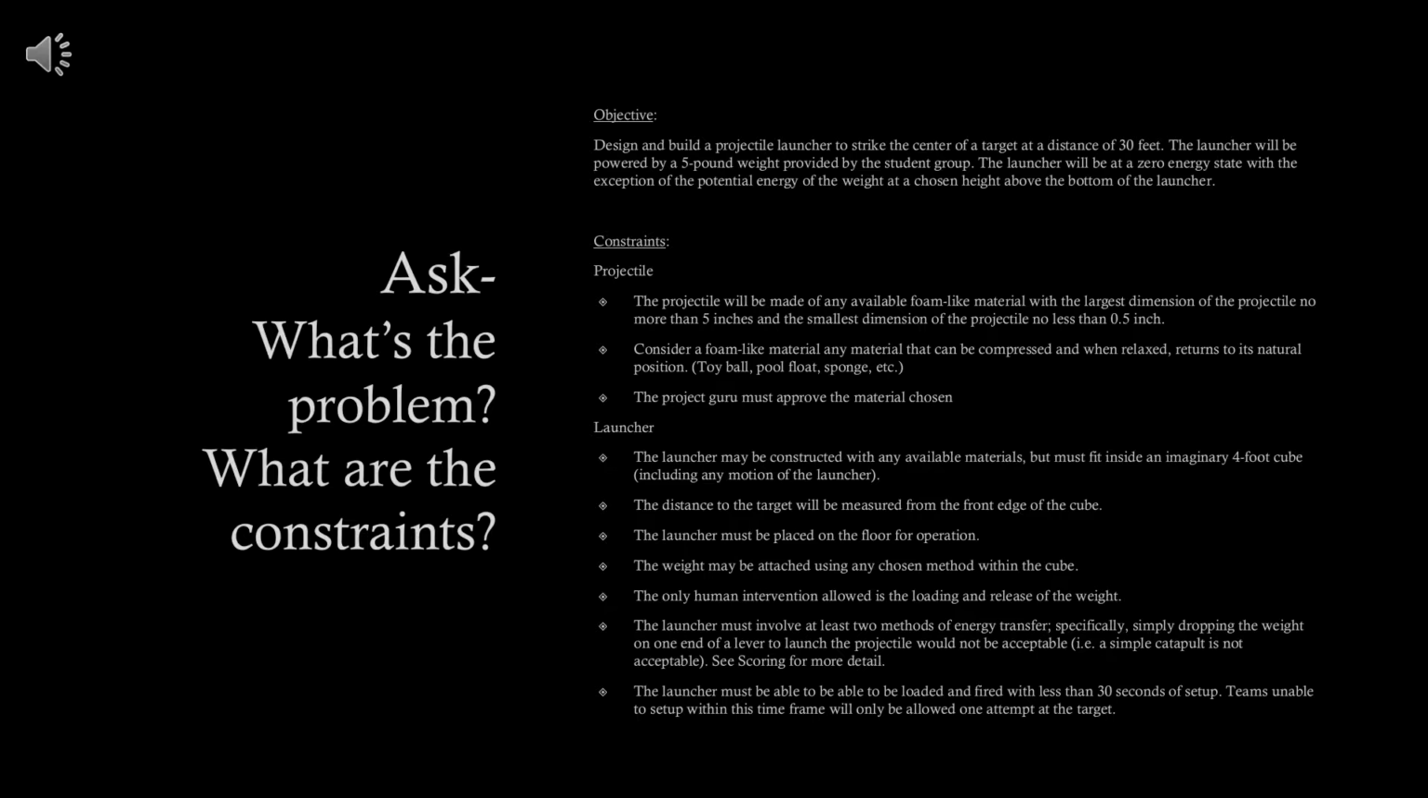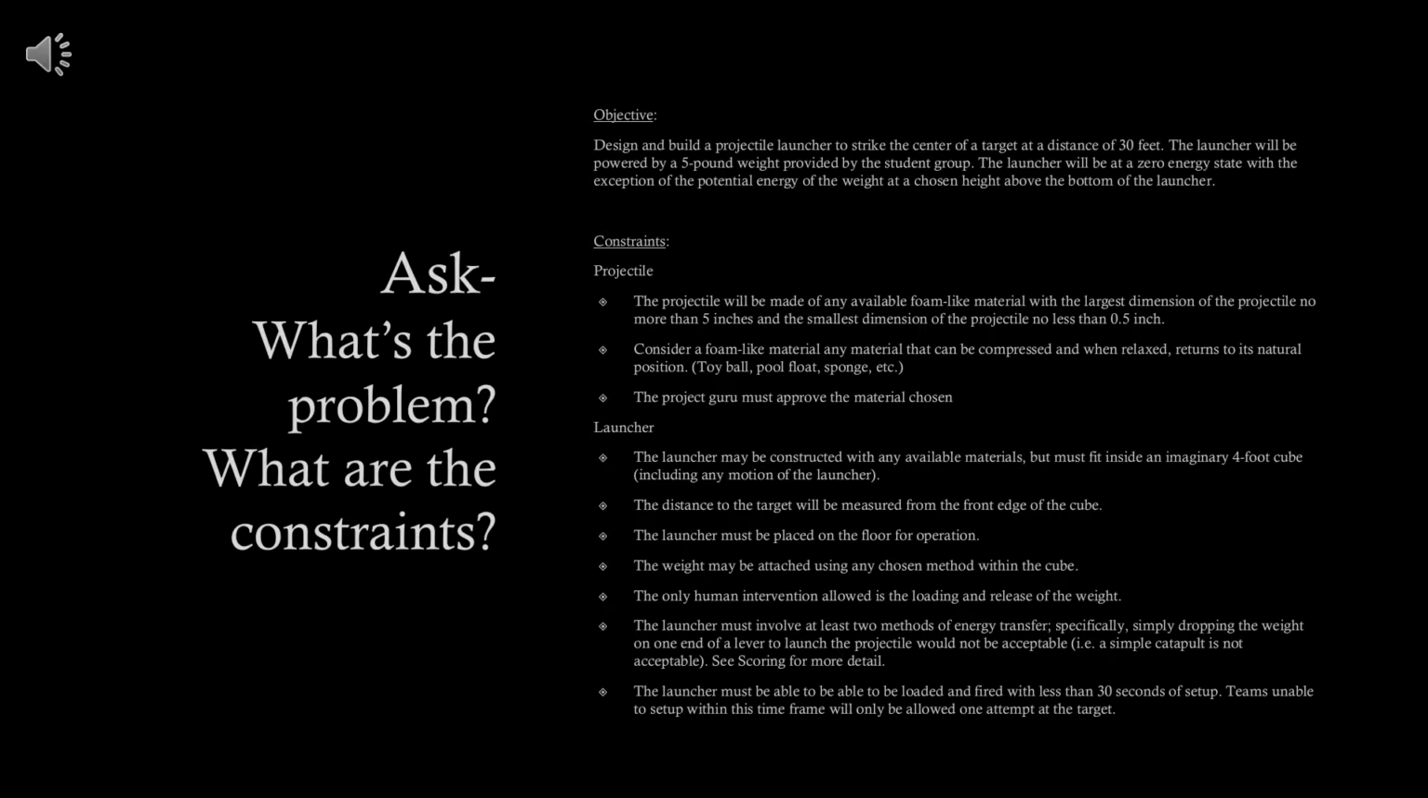The first step of the design cycle is the asking part. This part brought up the questions of what's the problem and what are the constraints. The problem was clearly defined in the objective as to design and build a projectile launcher to strike the center of a target at a distance of 30 feet away. The launcher will be powered by a 5-pound weight, and the launcher will be at a zero energy state with the exception of the potential energy of the weight above the bottom of the launcher.